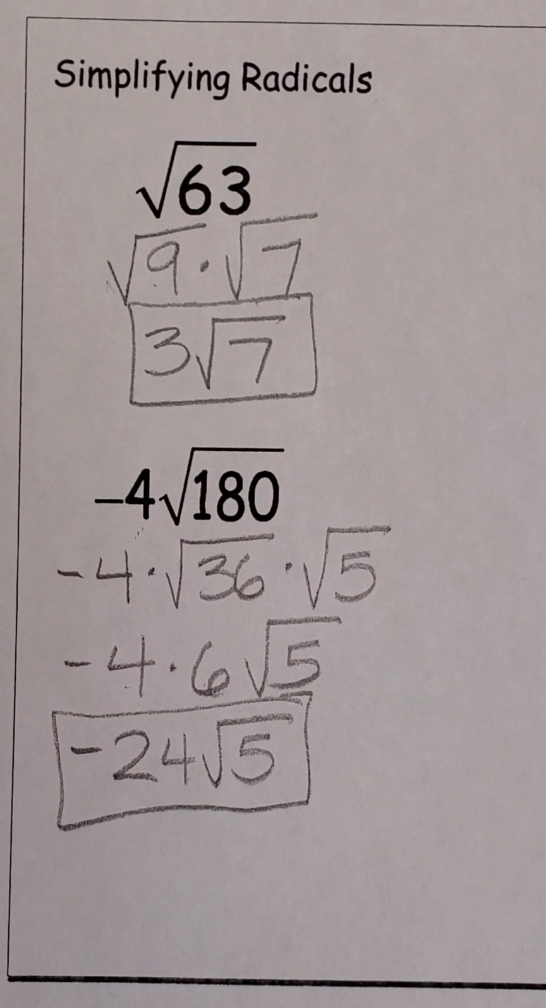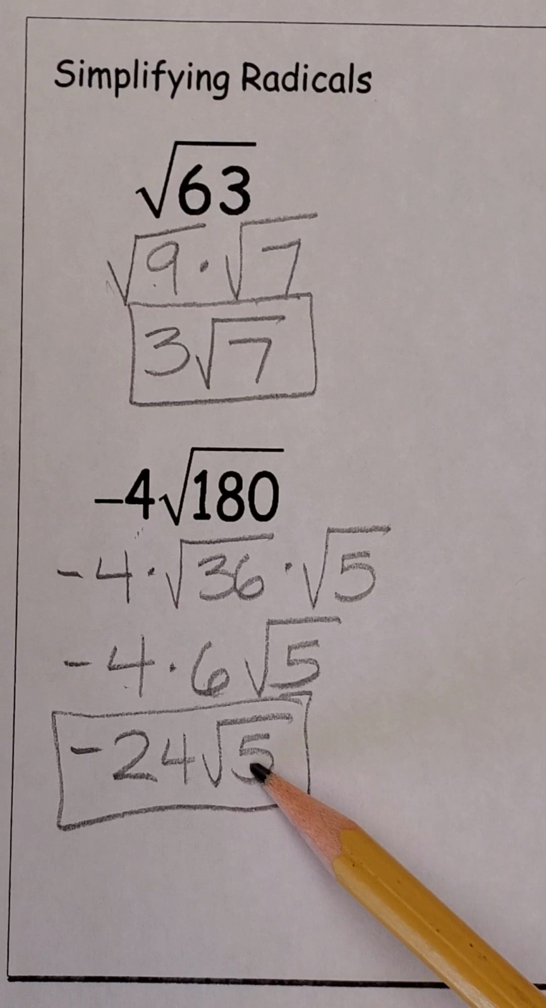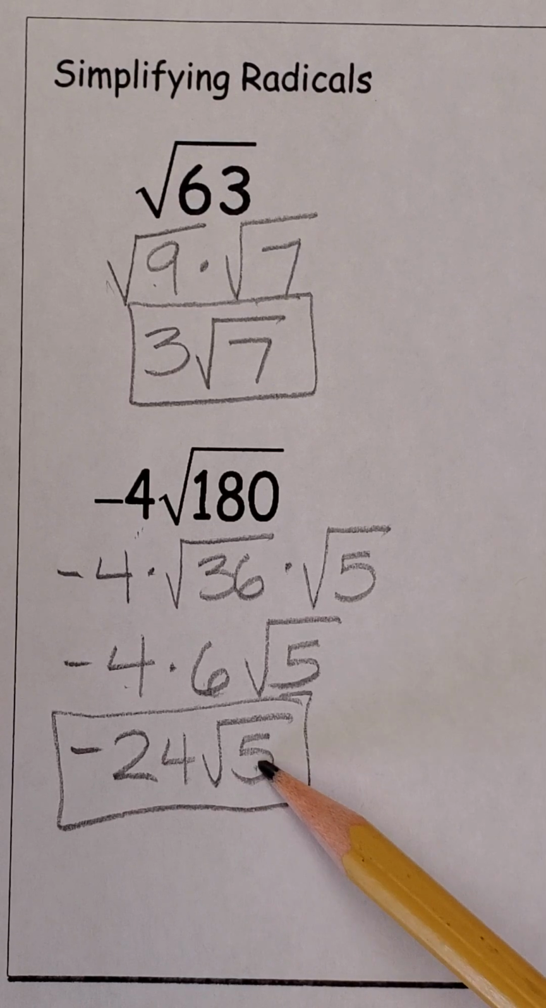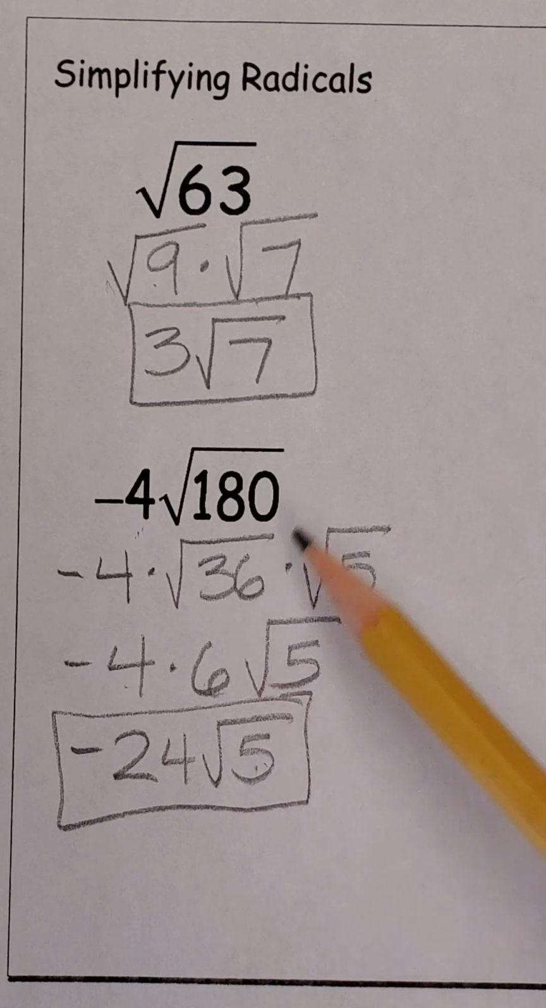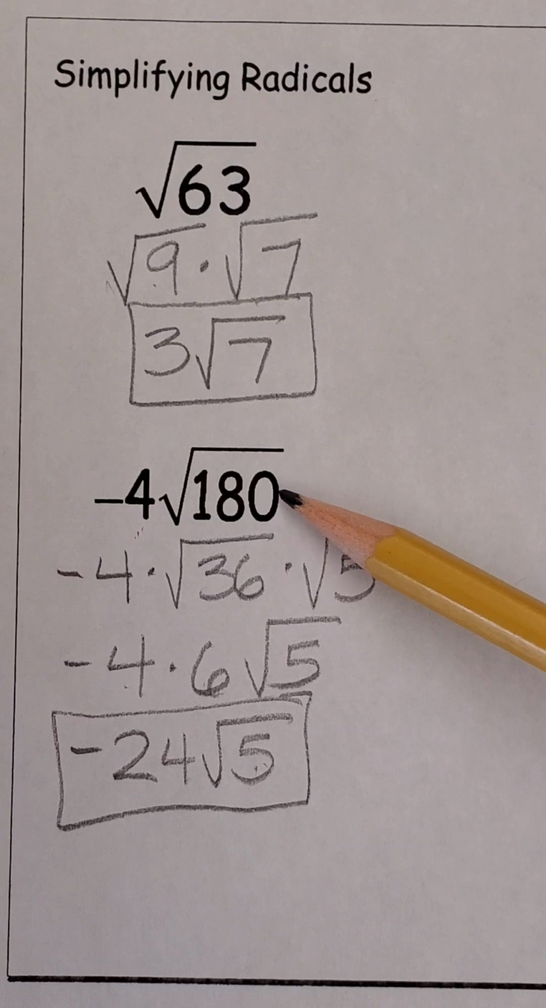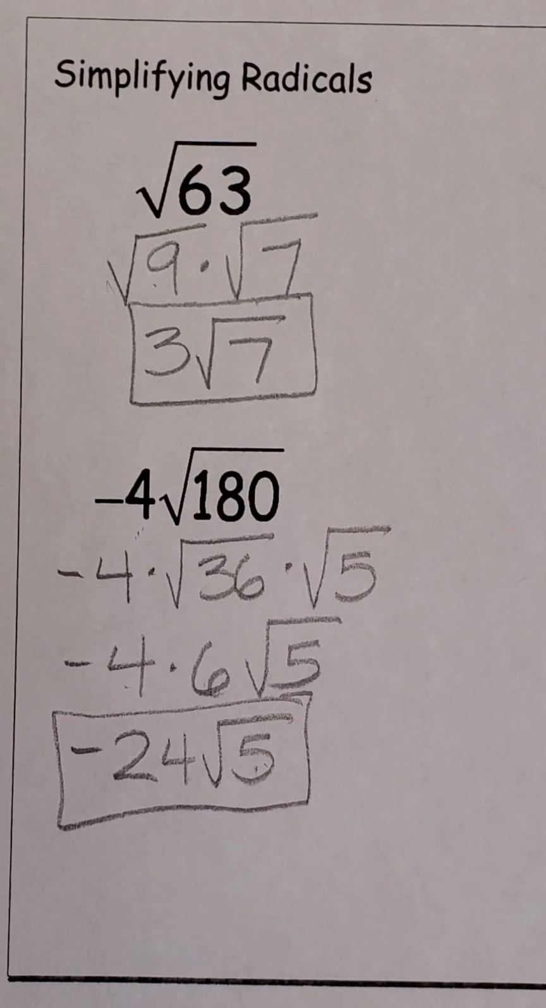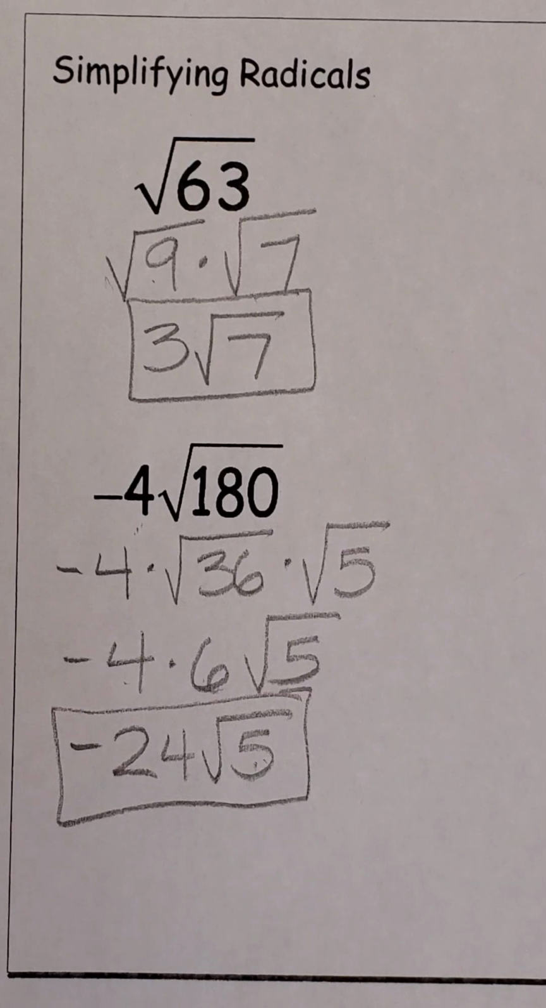So what do we want to do? Make sure that there isn't another perfect square or cube that divides evenly into this. 5's prime, so we're good. And then if we don't have an answer key, we check with our calculator to make sure that this decimal equivalent and this decimal equivalent are the same, because we have simplified. We haven't changed the value, we have simplified. So part 2 is just going to change our index.